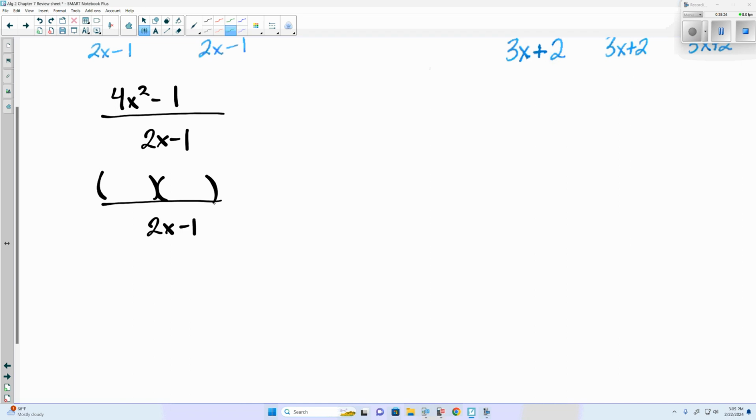Four x squared minus 1 is factorable. It's a difference of perfect squares. Because 4x squared, well, that's 2x and 2x. Signs are opposite, and well, 1 times 1 is 1. Do we have something in common on top and bottom? 2x minus 1 and 2x minus 1, leaving us with 2x plus 1.